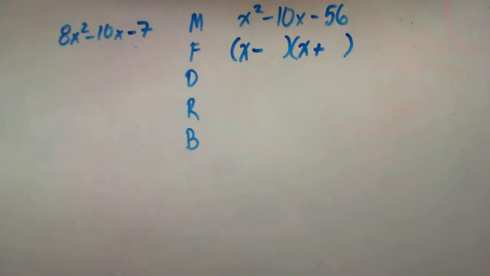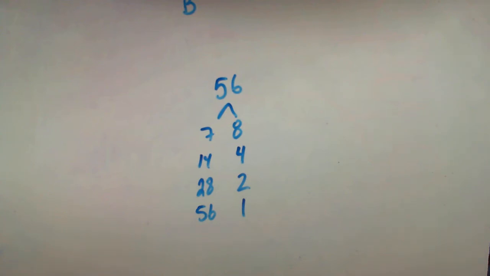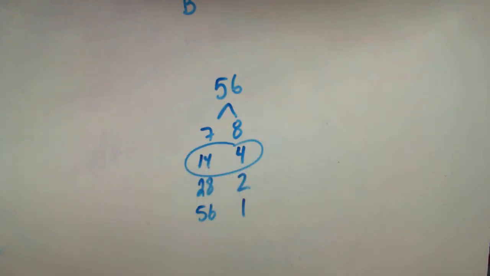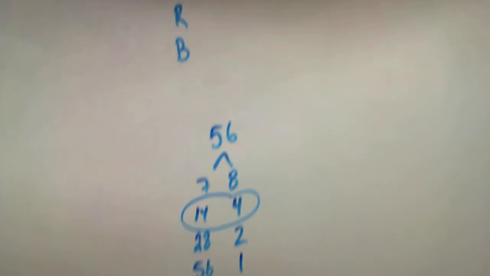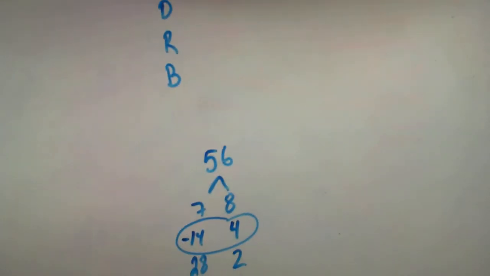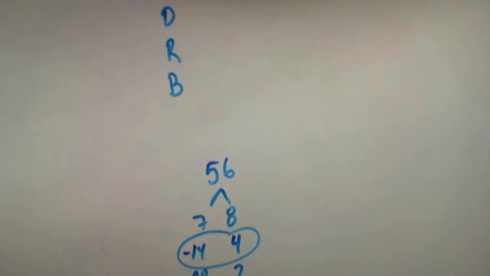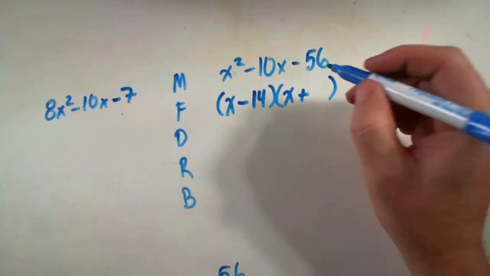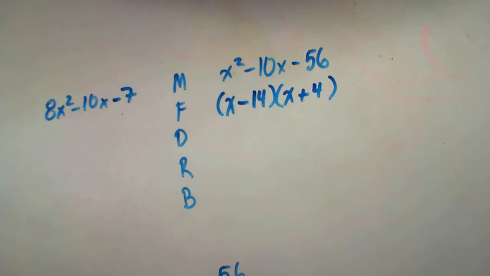What are those two numbers? I can break 56 down into as many different ways as I want: 7 and 8, 14 and 4, 28 and 2, 56 and 1. Remember, one is positive, one is negative. Looking for a difference of 10, I get the 14 and the 4. Since the 10 is negative, I'm going to make the 14 negative. So I have x minus 14 and x plus 4.